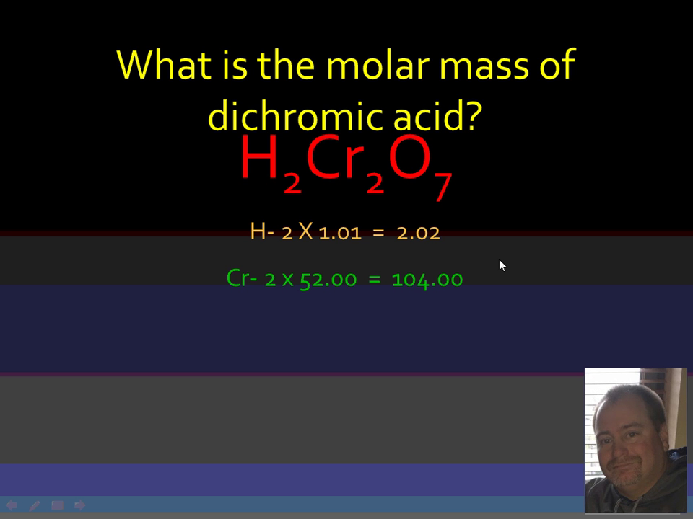Oxygen, 15.9994. If I'm rounding it to the 100ths, like I've been doing up here, I'm going to round it to 16. How many oxygens are there? 7 of those. 16 times 7 is 112. Once I put it all together, 2.02 plus 104.00 plus 112.00, I come up with the value of 218.2 grams per mole.